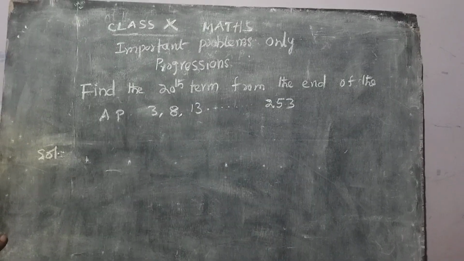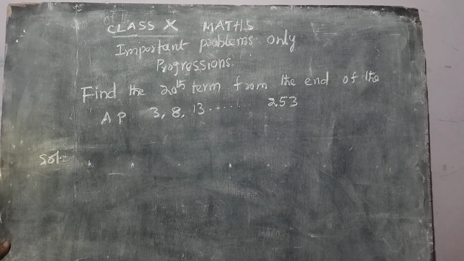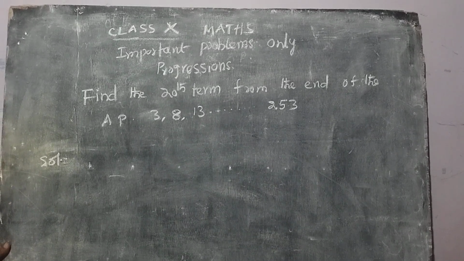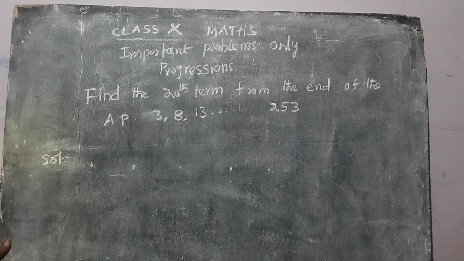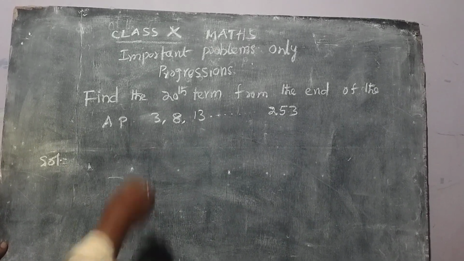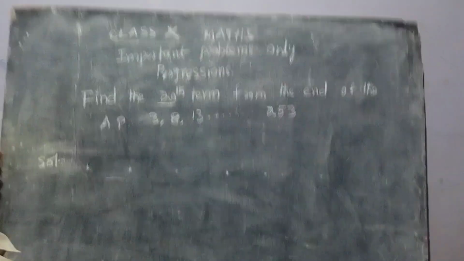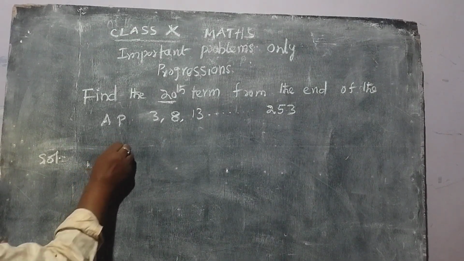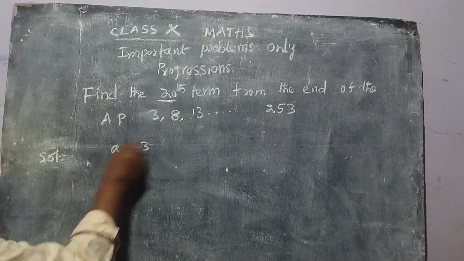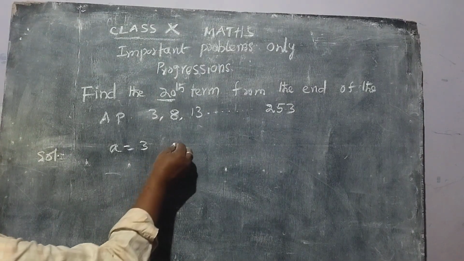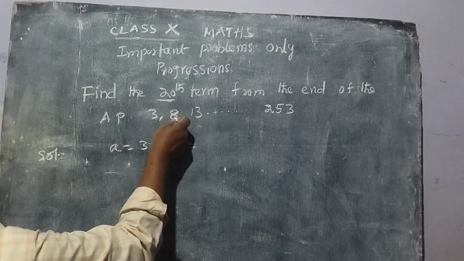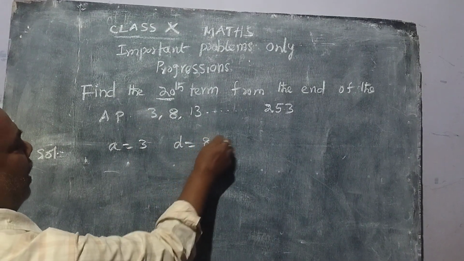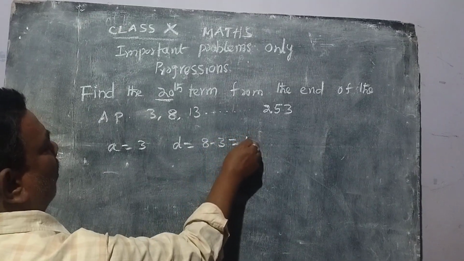The question is: find the 20th term from the end of the AP 3, 8, 13, ..., 253. So the 20th term from the end is an easy problem. You know AP means the first term a equals 3. Now we find the common difference d equals second term minus first term, 8 minus 3 equals 5.